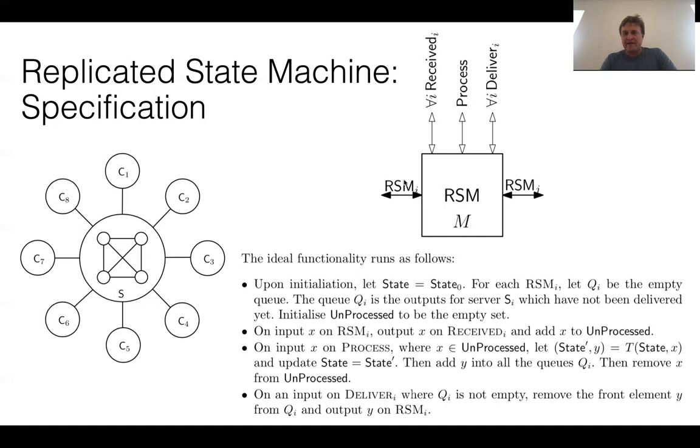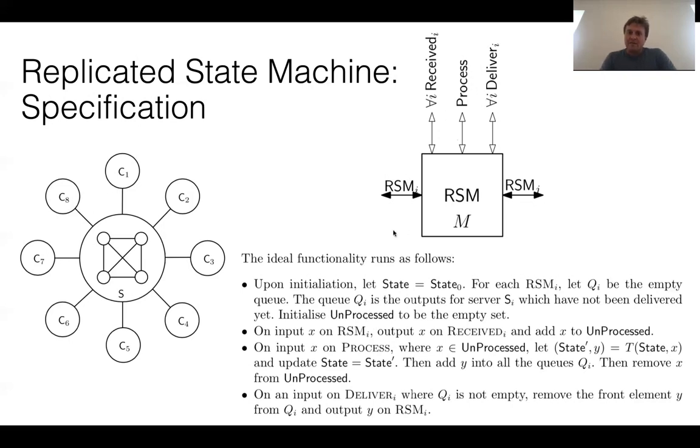The input from server I comes on this RSMI port. And then when an input arrives, because we want to model that we're not hiding the inputs, we'll just output on the corresponding receive ports to the adversary, or whoever is sitting up there, that this input was given. That just models that we're not obliged to try to hide the input. And then when the input comes, for now we just store it in this set called unprocessed. Those are the inputs that we have not gotten around to processing yet.